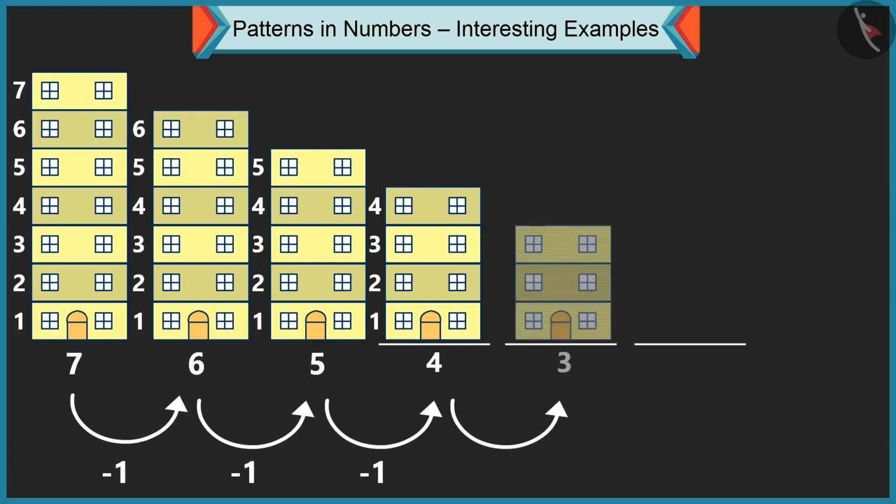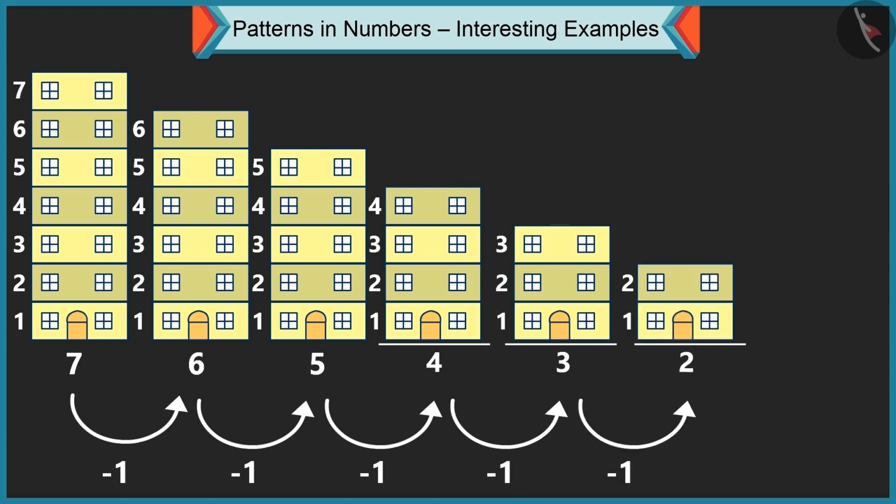Hence, in the next step we get 3, then reducing 1 from 3 we get 2, and after 2 comes a single-story building. And with this, the pattern comes to an end. Thank you, sir. These patterns are very interesting.